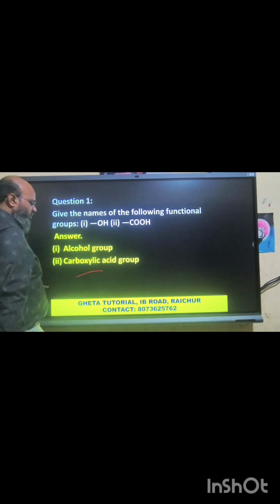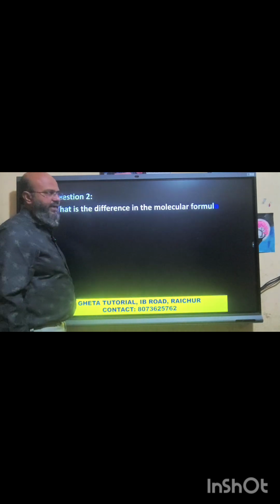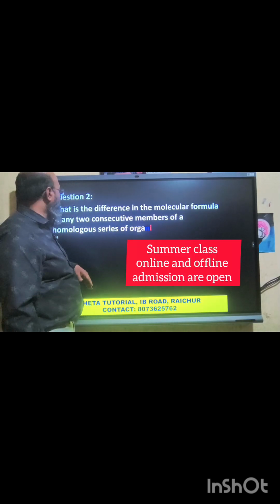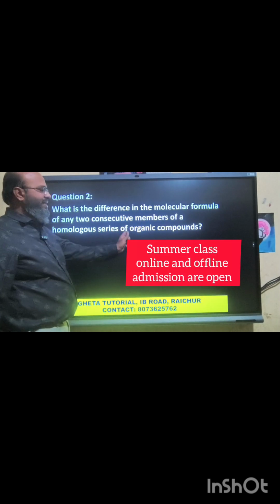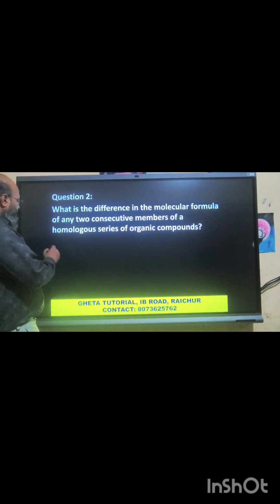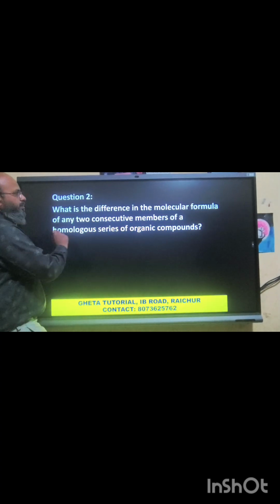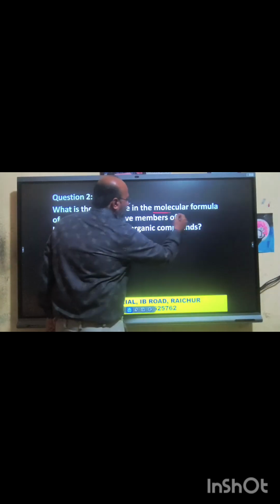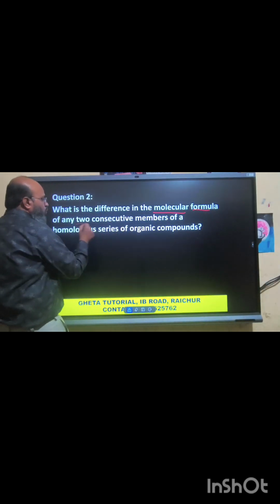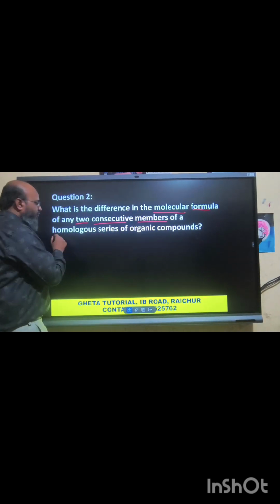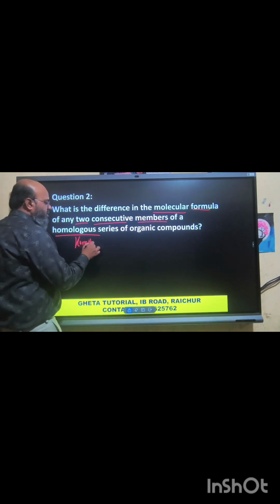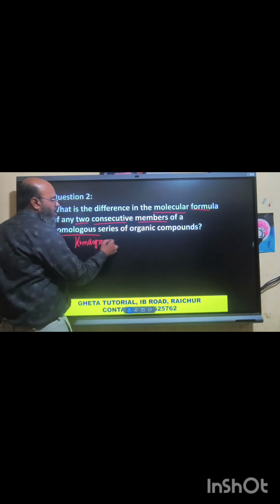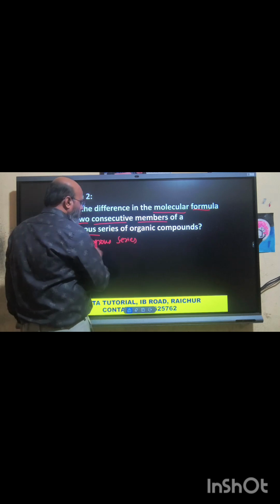Let us go for the second question. The second question says, what is the difference in the molecular formula of any two consecutive members of a homologous series? They are asking for the difference between the molecular formulas of two consecutive members of a homologous series. So first I will write what the homologous series are. What carbon compounds will come in the homologous series.